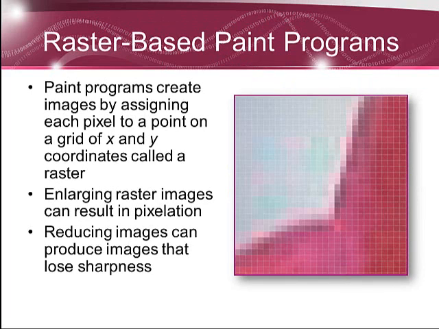Paint programs create images by assigning each pixel to a point on a grid of x and y coordinates called a raster. Images created using this grid are referred to as raster images, raster graphics, or bitmaps. Enlarging raster images can result in pixelation, or jaggies, where the edges don't look quite right. Reducing images can produce images that lose sharpness.